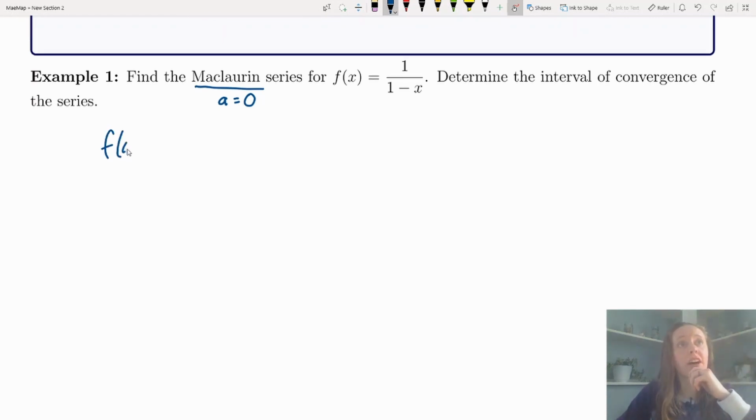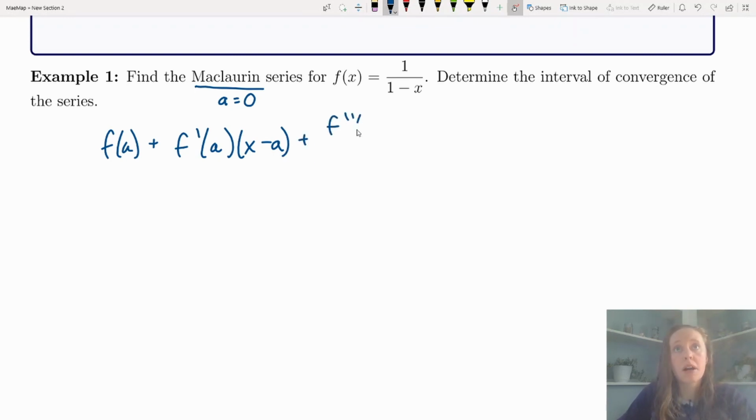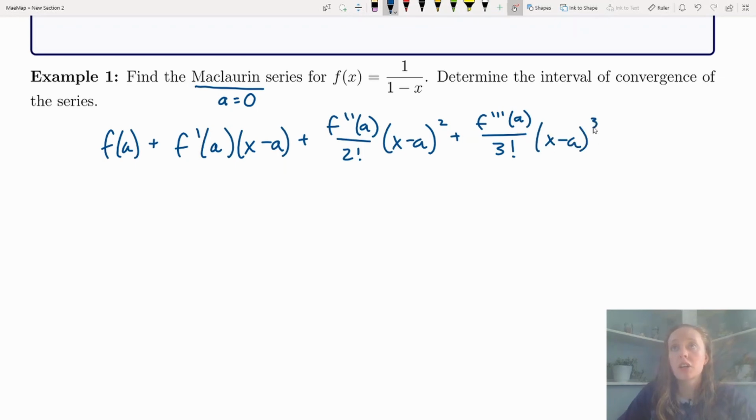So we have f of a plus f prime of a times x minus a to the first, plus f double prime of a over 2 factorial times x minus a squared, plus f triple prime, so the third derivative at a, over 3 factorial times x minus a cubed, and so on.